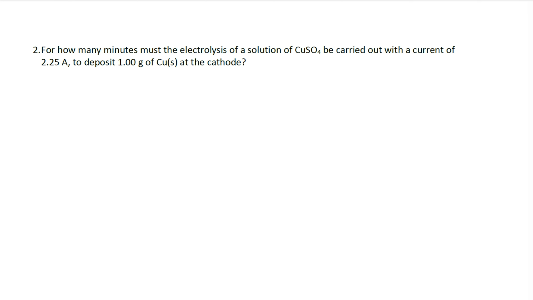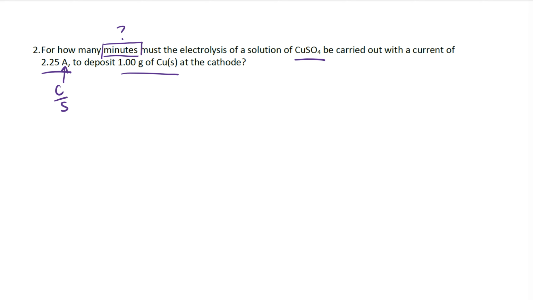In this electrolytic cell, we have a solution of copper(II) sulfate, and we are running a current of 2.25 amps. And remember, amps is coulombs per second. And we're trying to deposit 1 gram of copper solid at the cathode. And they're asking me to solve for the minutes, how long we're going to need to run this cell.